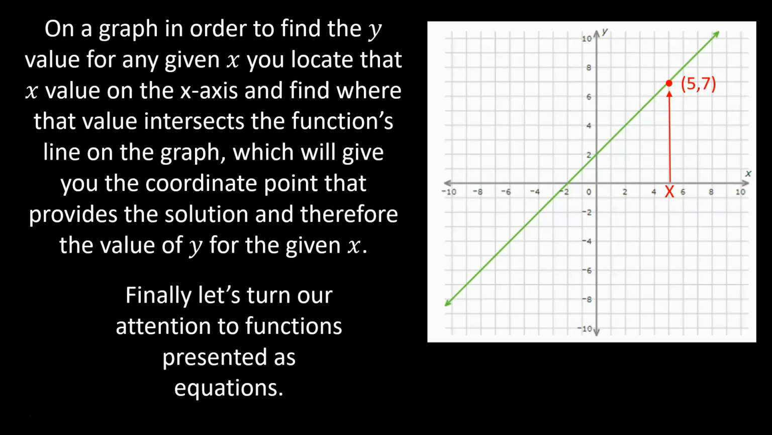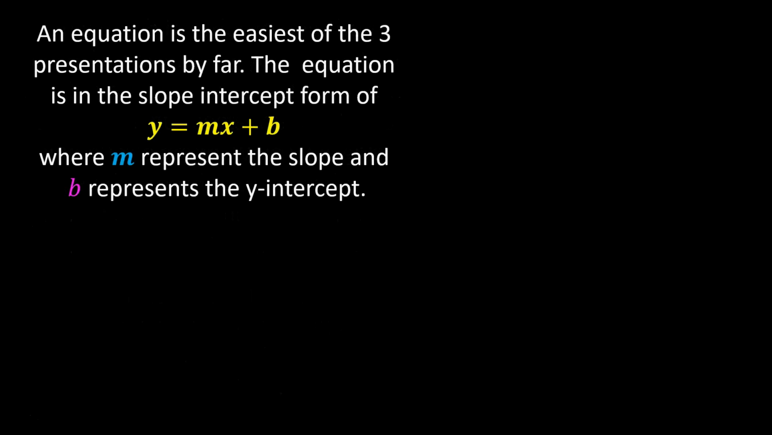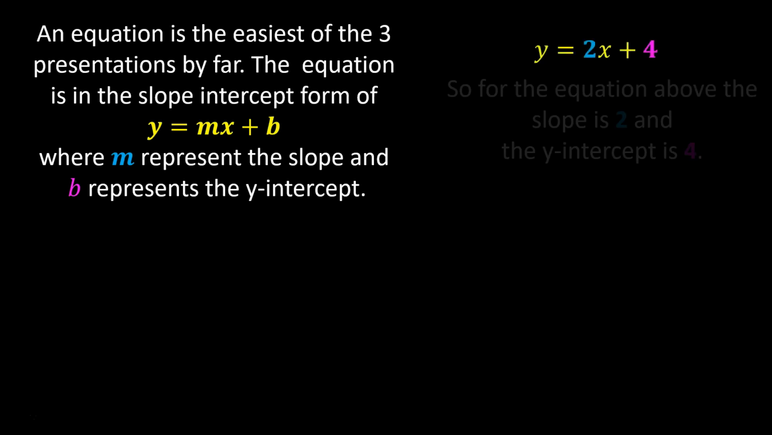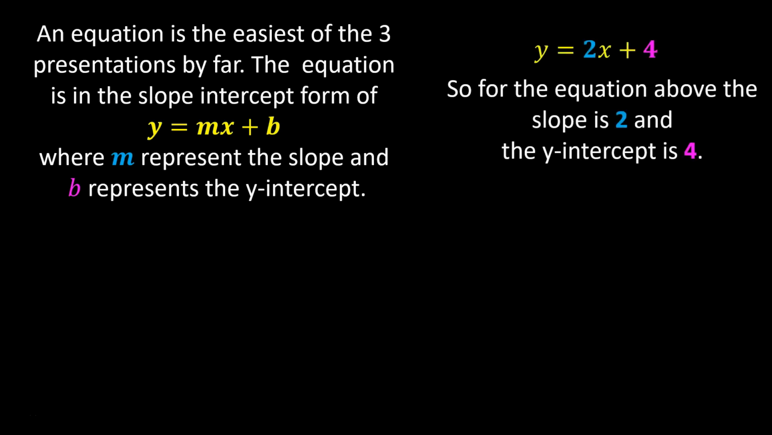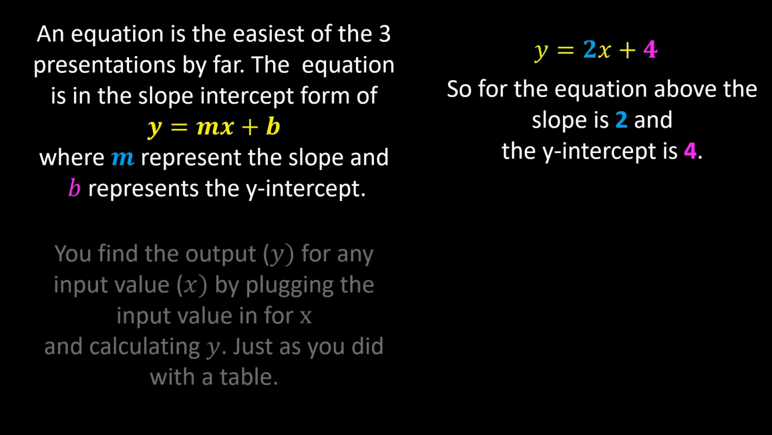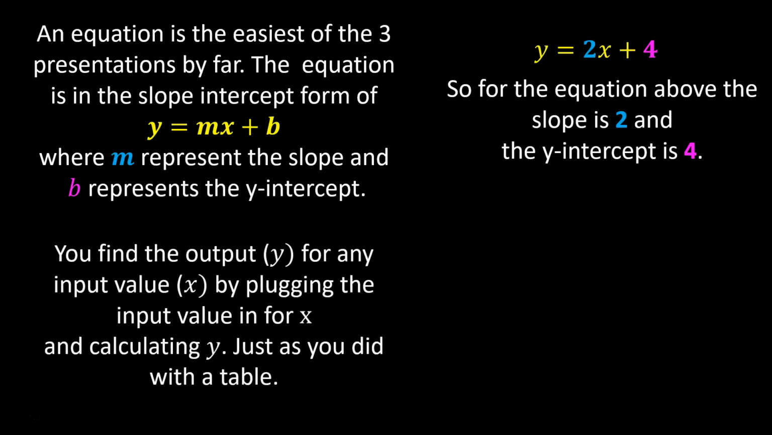Finally, let's turn our attention to functions presented as equations. The equation is the easiest of the three presentations by far. The equation is in the slope-intercept form of y equals mx plus b, where m represents the slope and b represents the y-intercept. So for the equation above, y equals 2x plus 4, the slope is 2 and the y-intercept is 4. You find the output y for the input value x by plugging the input value in for x and calculating y, just as you did with a table.